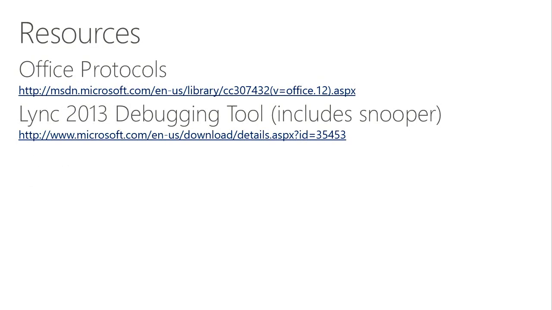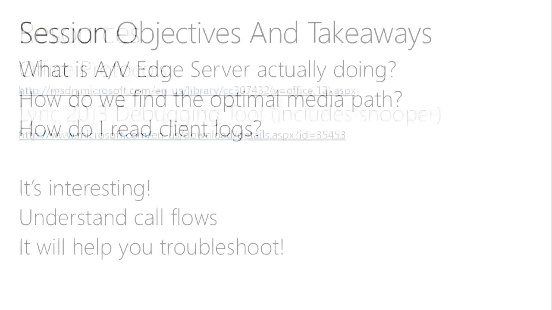Resources: the Office protocols, these are the so-called red books. The idea about the red books is that we want to enable partners to write their own clients, so they explain in very specific detail how the Lync client interacts with the server. It's not easy to read, it's more like an RFC document, but it has all the details. So if you want to get really crazy about the topic, go there. And then finally, the debugging tools.